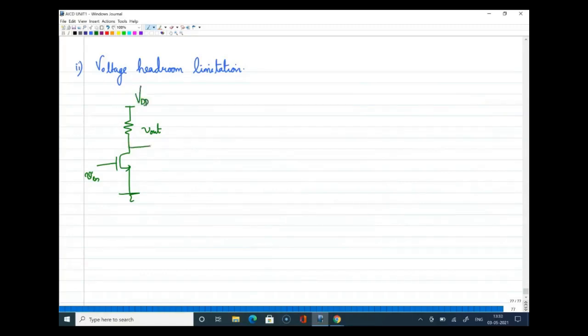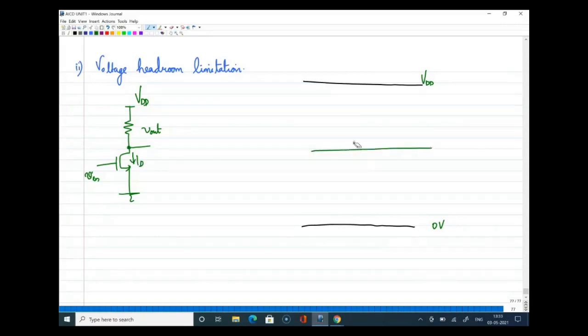So assume that this is your first amplifier, and let me draw the voltage headroom of this. This maximum is VDD and this minimum is say 0 volts. You know that this output DC will be at VDD minus ID RD, if ID is the current flowing here. Let me mark that value somewhere here, using a different color. This is VDD minus ID RD, which is the output DC level of this amplifier.